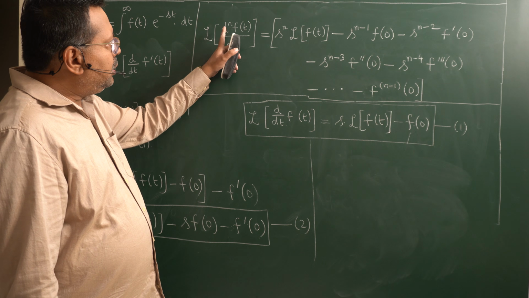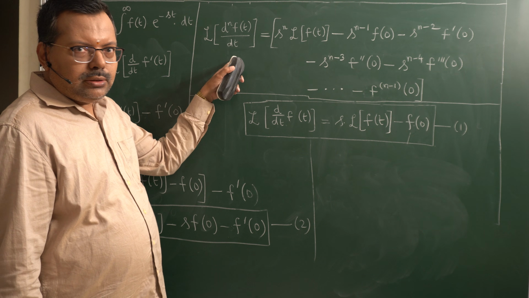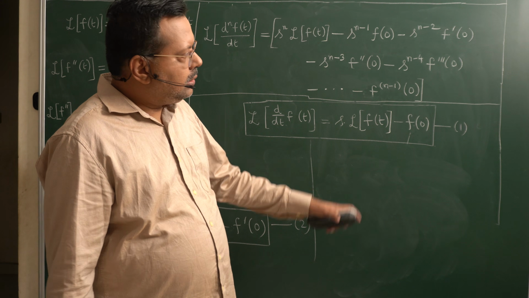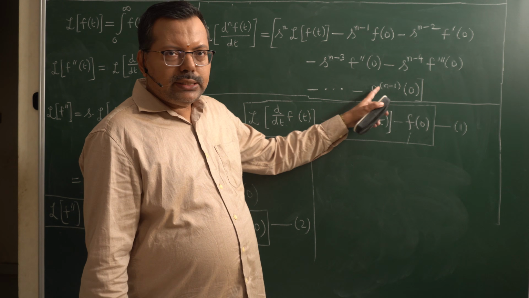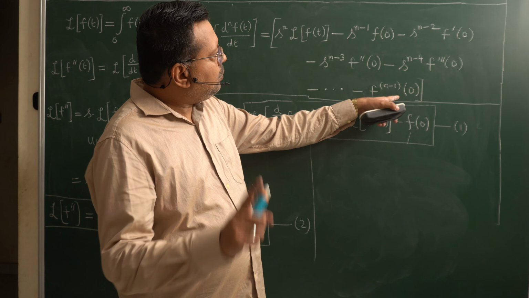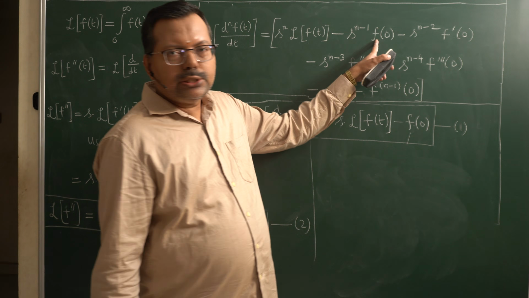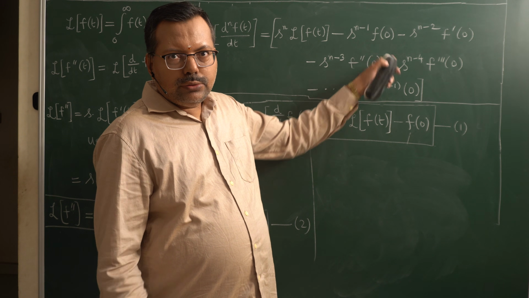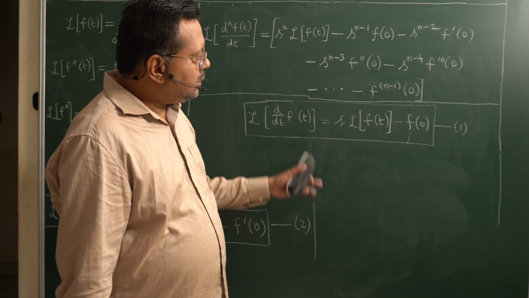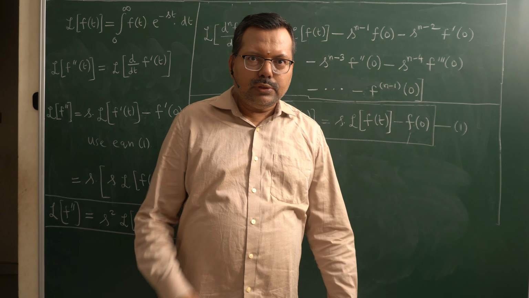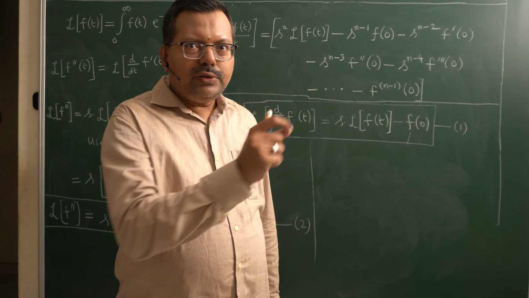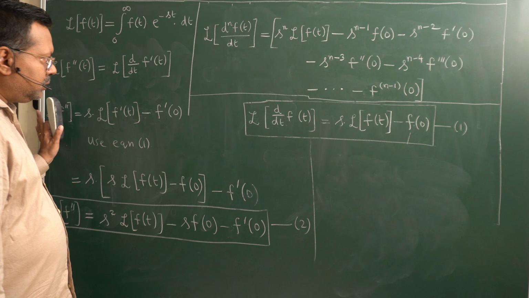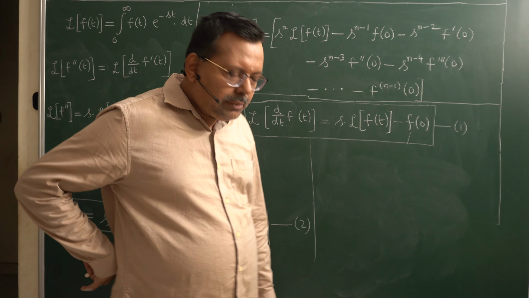Similarly, when you are dealing with an nth order differential equation, you need n initial conditions. Of these, n minus 1 are there with derivatives, and only one is there without derivative, so the total number is n. It has to be there, otherwise the differential equation is unsolvable, in the sense that you cannot fix the arbitrary constants. So this is the overall idea about the Laplace transform of derivatives.